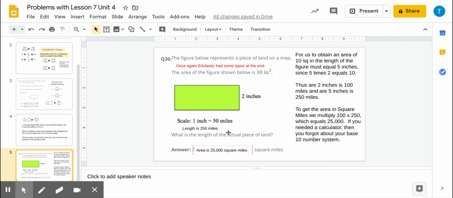So this is what you're looking for here. If you get it wrong or you hit it right, at least you know what to do the next time around. And again, I apologize for a little problem on that one.